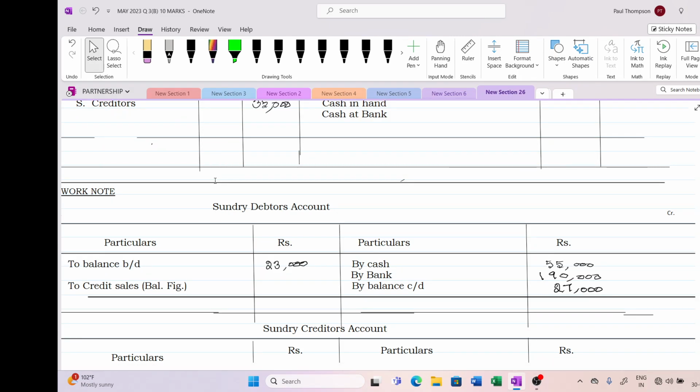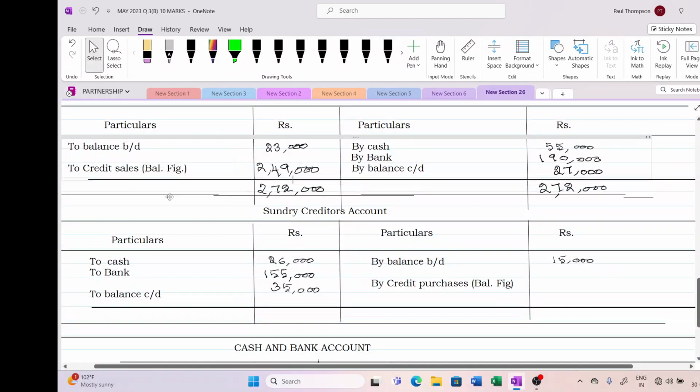I am going to close the sundry debtor account. 55 plus 190 plus 27. The total comes to 2,72,000. I am copying that here. 2,72,000 minus 23,000. So the credit sales will become the balancing figure. This is your 2,49,000. Okay. So I'll close the creditor and then go to trading account.